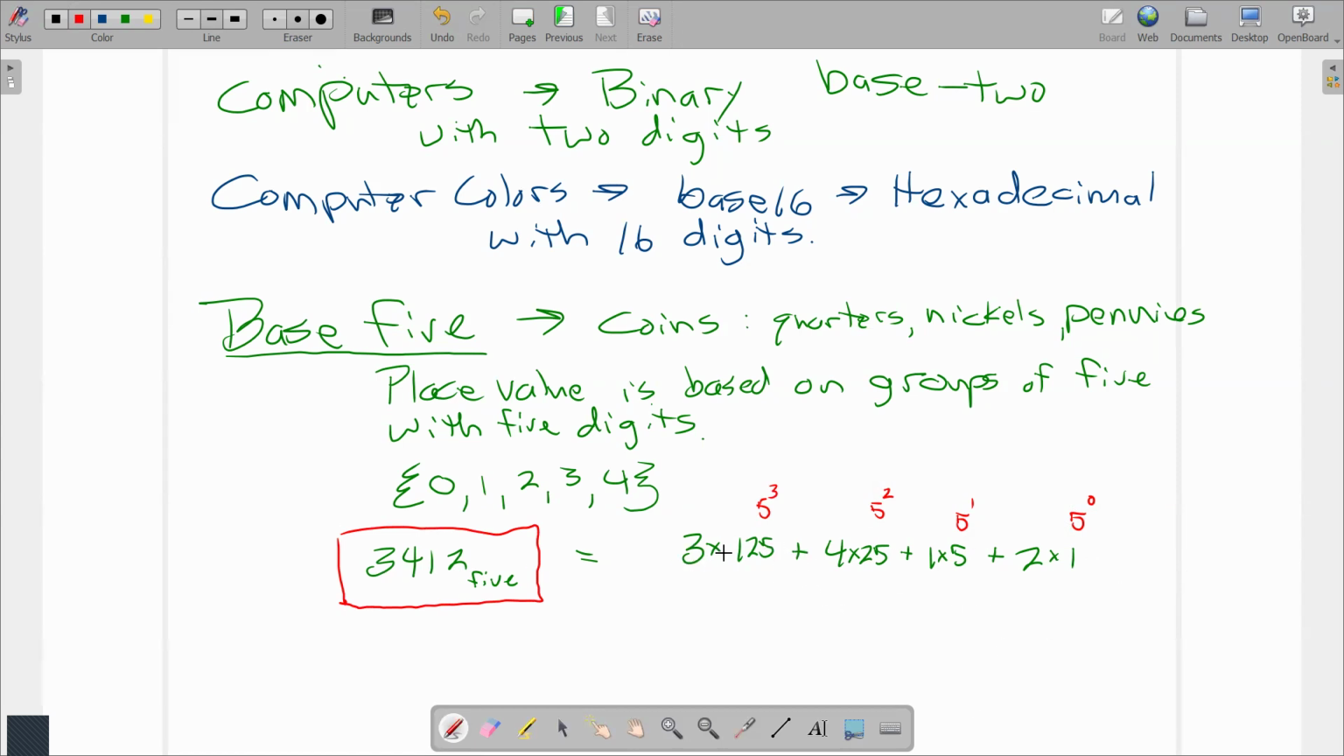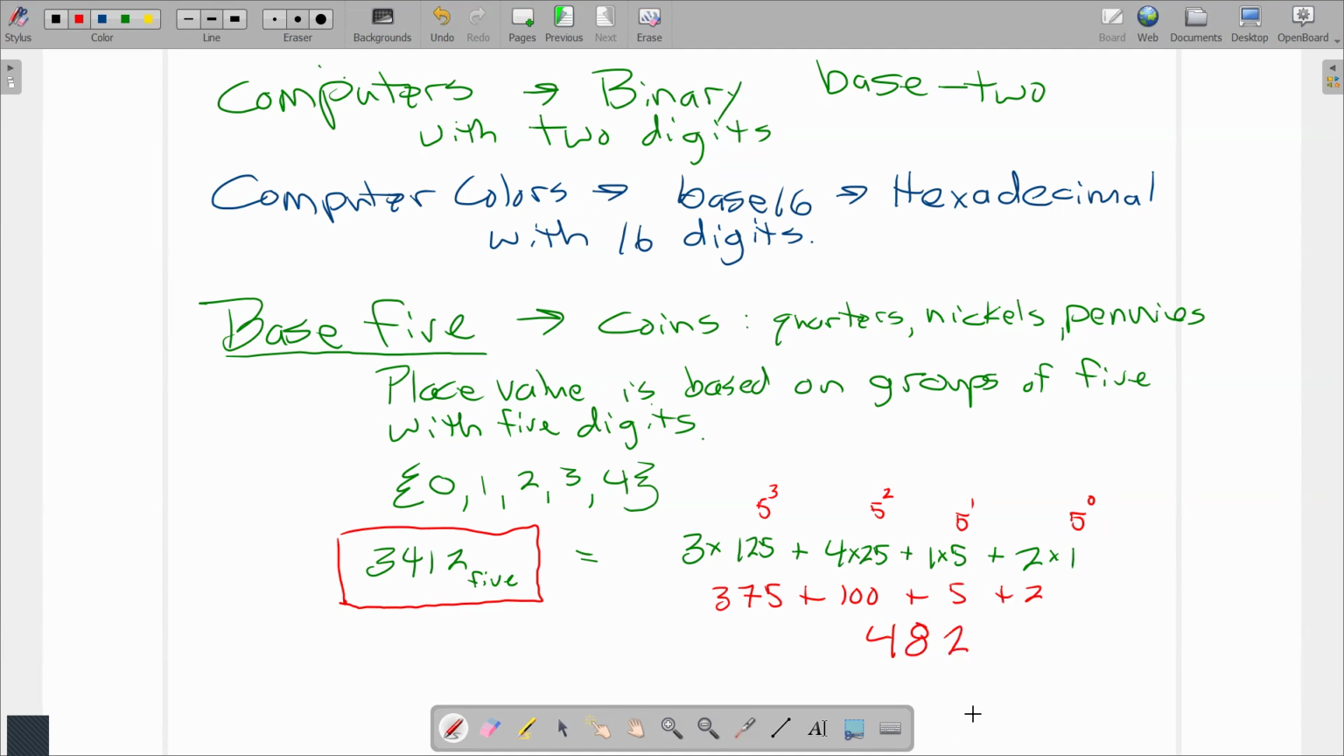So let's see, if I have 3 125s, that's going to be 375. 4 25s is going to be 100. I've got a 5 and 2 ones. So that's going to be 482. No, you're right, 5 makes it 80. Oh yeah, 482. Yeah, thank you. So that's what this would be in base 10.